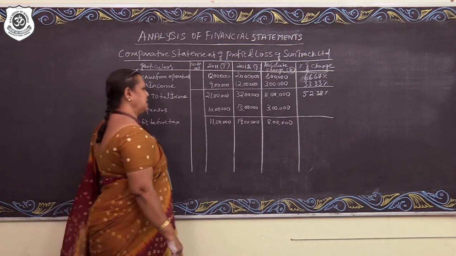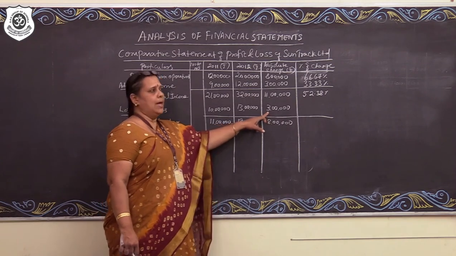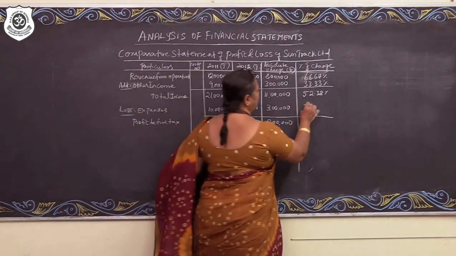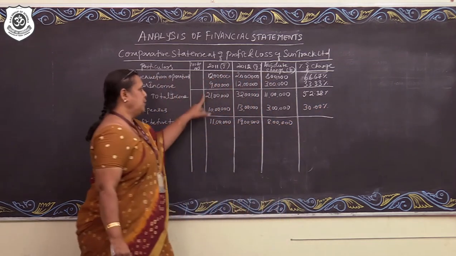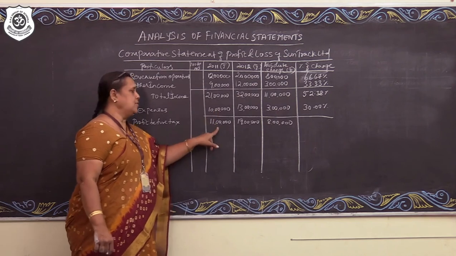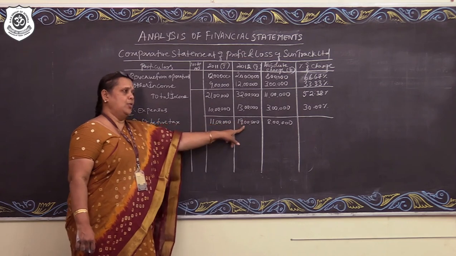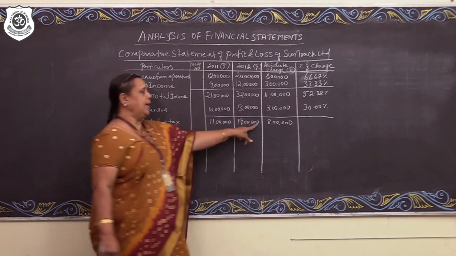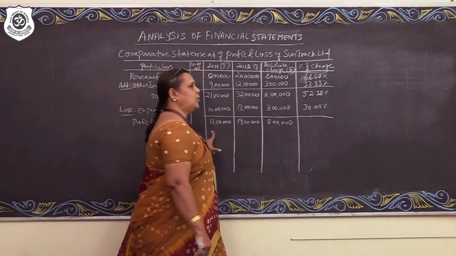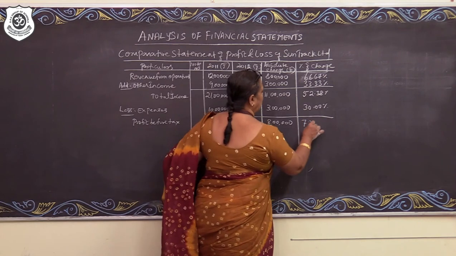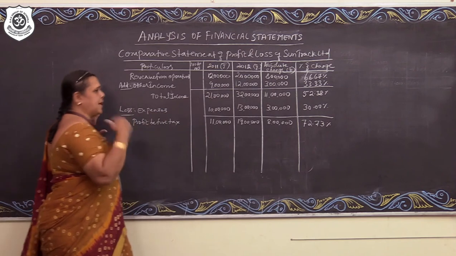Coming to the next one, less expenses. Expenses, base year is 10 lakh, current year is 13 lakh. There is an increase to the tune of 3 lakh rupees, giving a percentage of 30. Now, profit before tax: 21 lakh minus 10 lakh gives you 11 lakh for the base year. 32 lakhs minus 13 lakhs gives you 19 lakhs for the current year, leading to an increase of 8 lakhs. 8 lakh divided by 11 lakh into 100 gives you 72.73%.